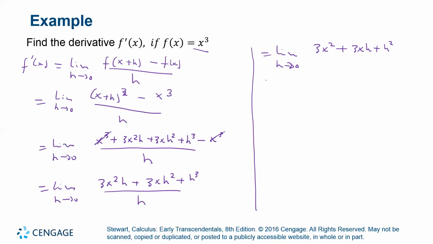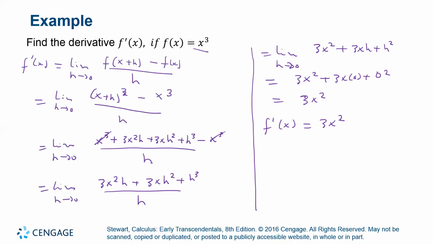Now, as h goes to 0, this is equal to 3x squared plus 3x times 0 plus 0 squared, which is basically 3x squared. So now you see that f prime of the function is 3x squared. I know some of you are thinking, why don't you use a rule? Well, we'll get to that in chapter 3. But right now we're using limits throughout.